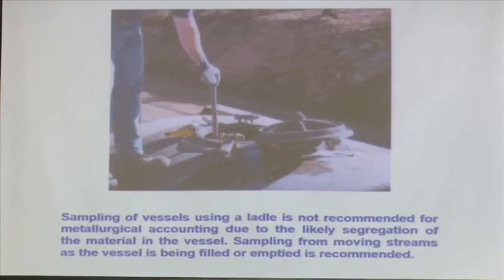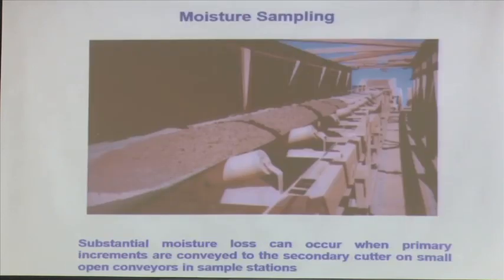Okay? Then sampling from vessels, a ladle is not recommended for metallurgical accounting due to the likely segregation of the material in the vessel. I do not know, maybe some particles have settled, so I may be getting only the liquid. So sampling from moving streams as the vessel is being filled or emptied is recommended.